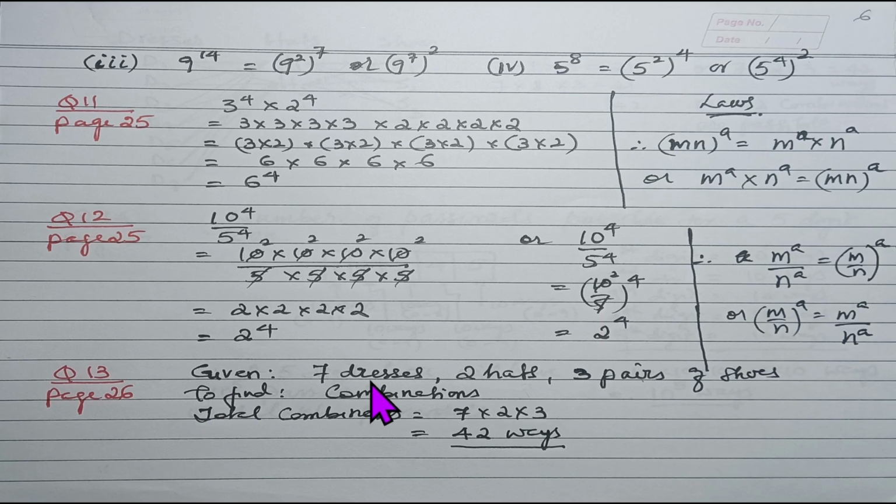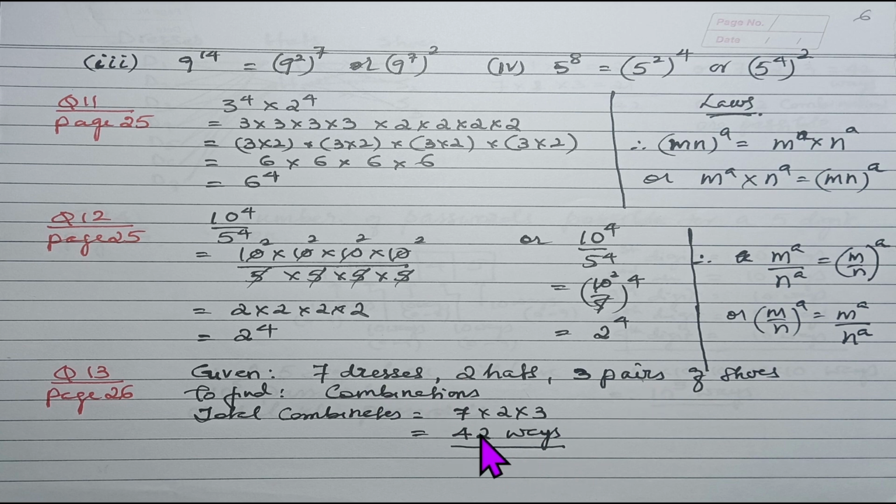Now coming to the next example, we are given 7 dresses and 2 hats and 3 pairs of shoes. There are 7 dresses, there are 2 hats, there are 3 pairs of shoes. Now we have to find out the number of ways we can wear these combinations of dresses. That means the total combination will be 7 into 2 into 3, that is 42 ways. That means we can wear these dresses which are given to us in 42 different ways.